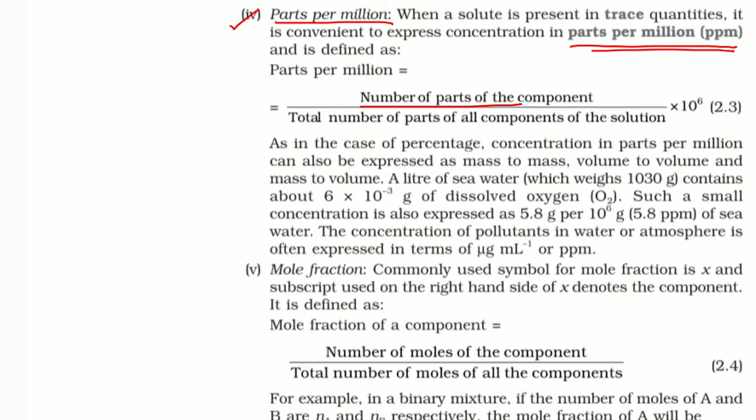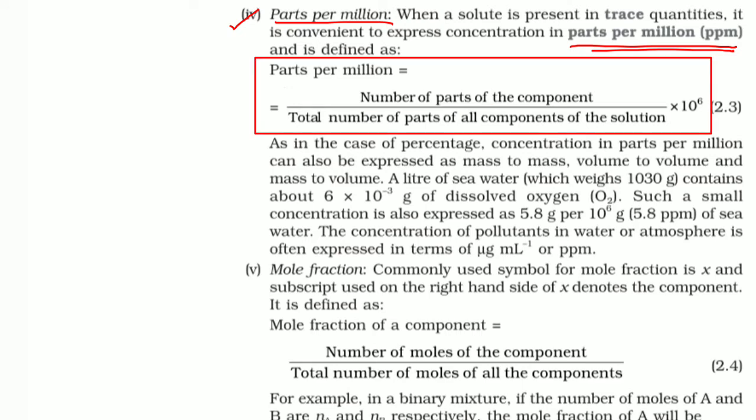Mathematically, parts per million is also known as ppm. ppm is equal to the number of parts of the component multiplied by 10 to the power 6, and this 10 to the power 6 means a million, divided by the total number of parts of all components of the solution. What is the meaning of all components? It includes the solute and the solvent also.